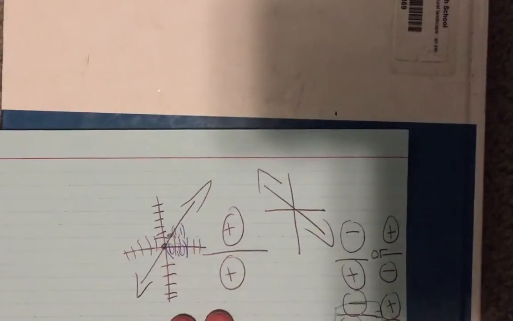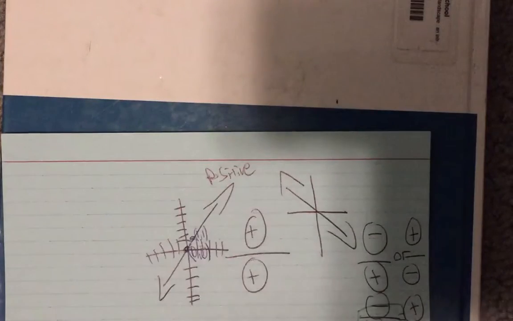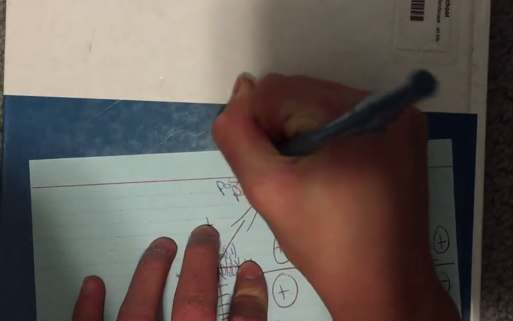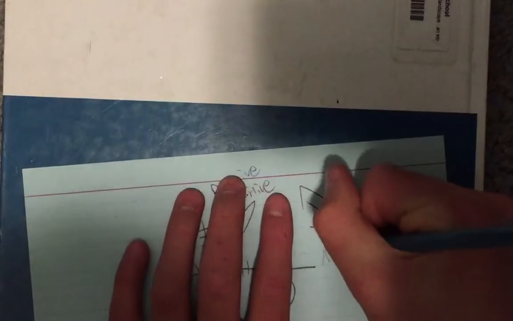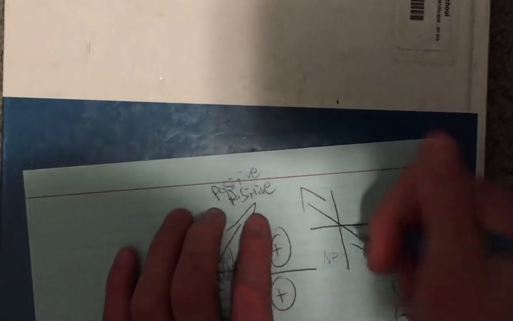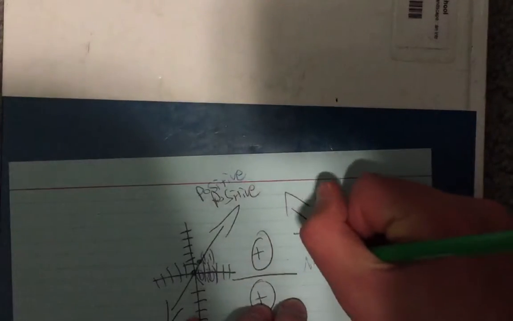Oops, flying pens. Alright, so positive slope. Sorry, I'll switch pens. Make it easier for you people to see. Okay, so positive, negative. Oh, I need a new pen. Whatevs. Alright, that sounded weird.